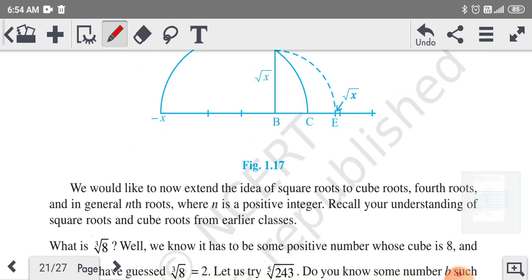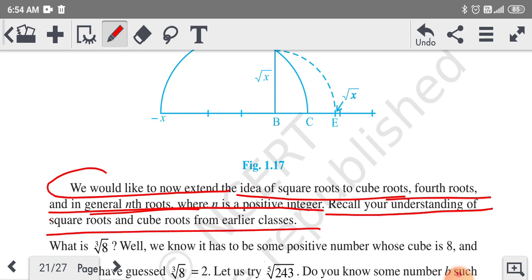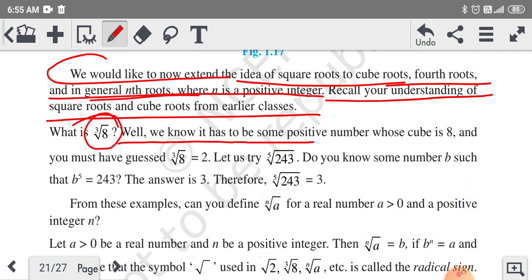We would like to now extend the idea of square roots to cube roots, fourth roots and in general nth roots, where n is a positive integer. Recall your understanding of square roots and cube roots from the earlier classes. So what is the cube root of 8? Well, we know that it has to be some positive number whose cube is 8, and you must have guessed that the cube root of 8 is equal to 2.